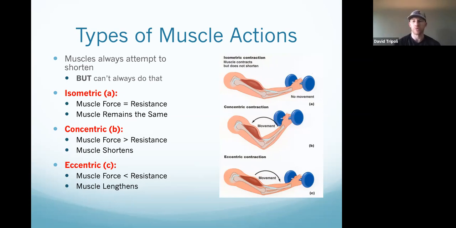So you have isometric, which is the first picture. That's where the muscle force and the resistance equal each other. So the muscle has to remain the same because it can't overcome the force.